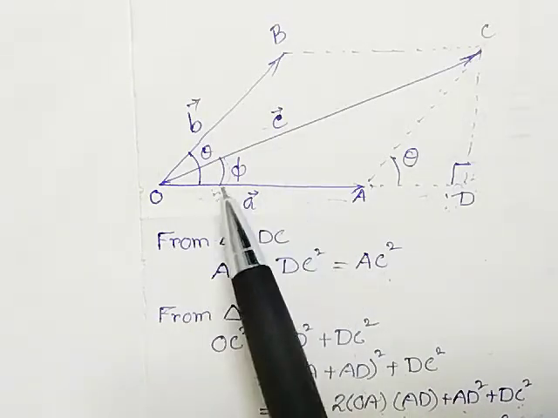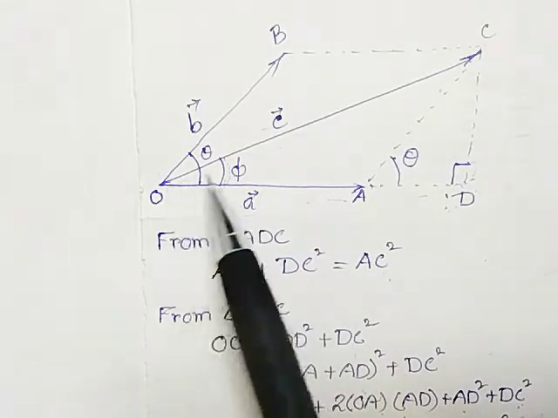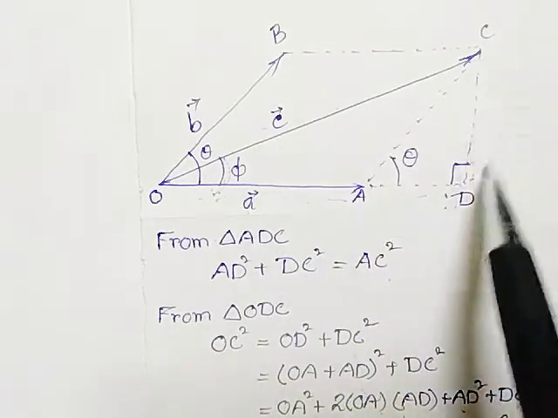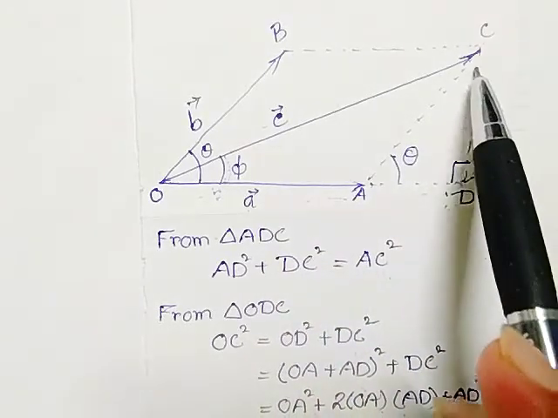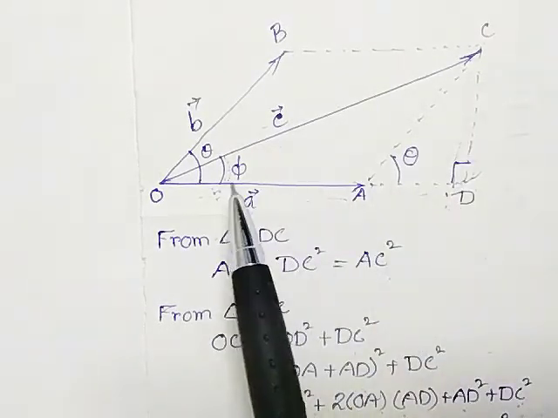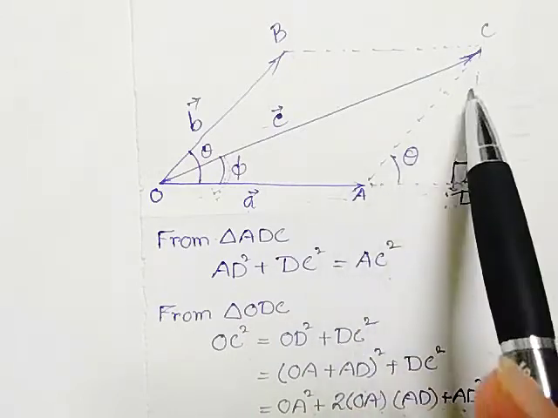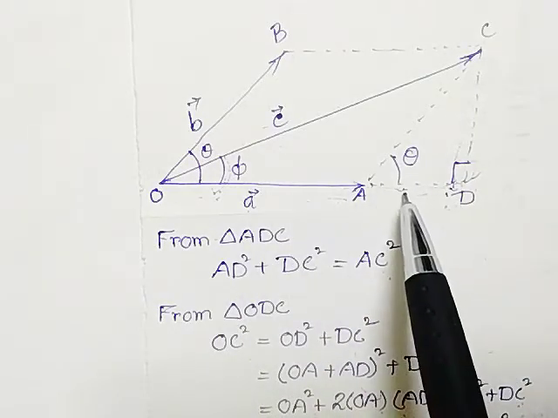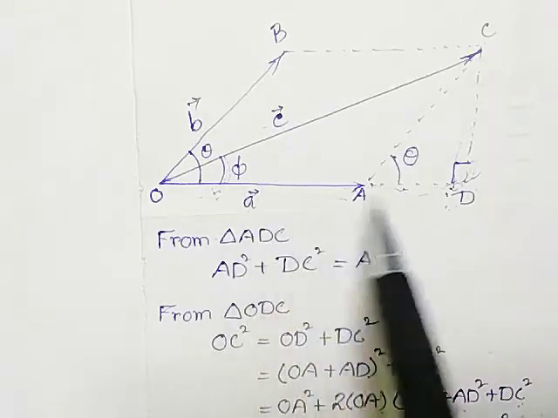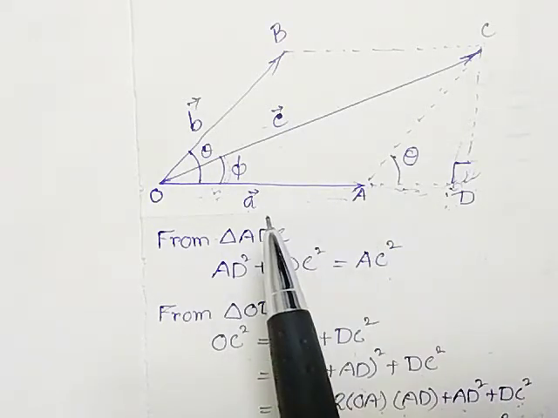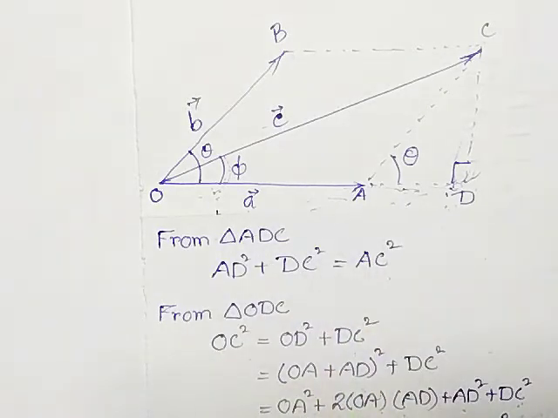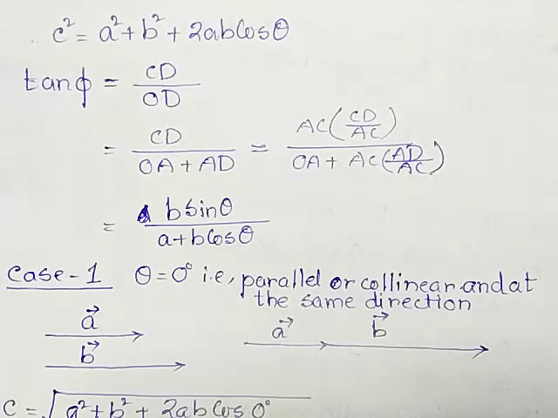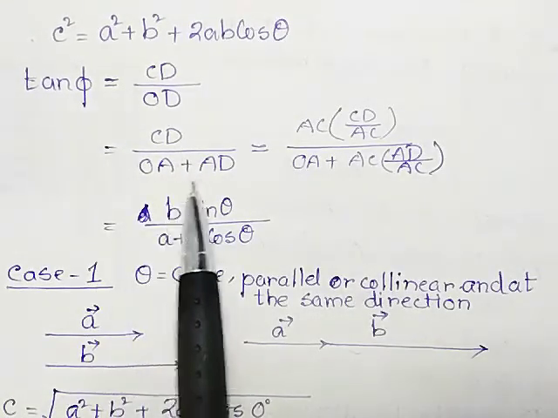Then just see what phi is. If I want phi, then phi is part of the triangle OCD. So OCD is a right angle triangle. So we can write CD divided by OD, so it becomes tan phi. So tan phi equals CD by OD. But one thing is a problem, that OD is basically OA plus AD. So if I write it down, it will look like this: CD divided by OA plus AD.